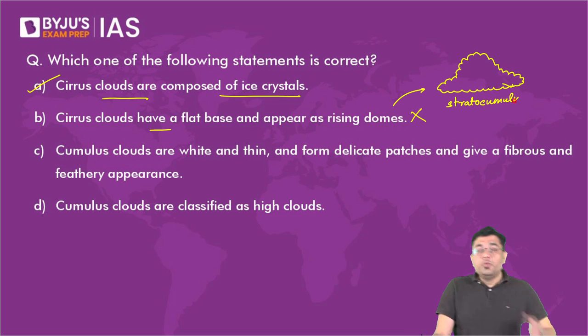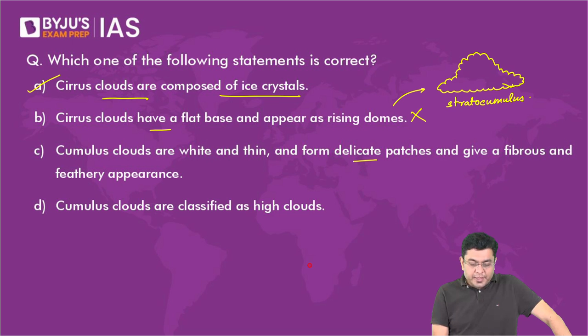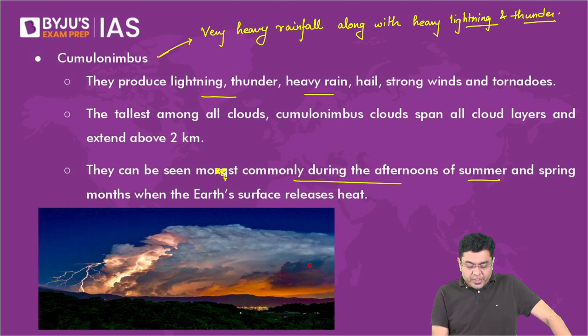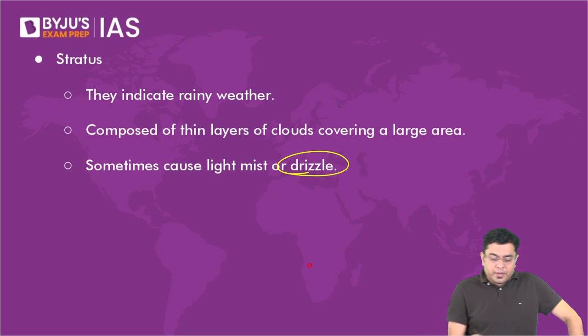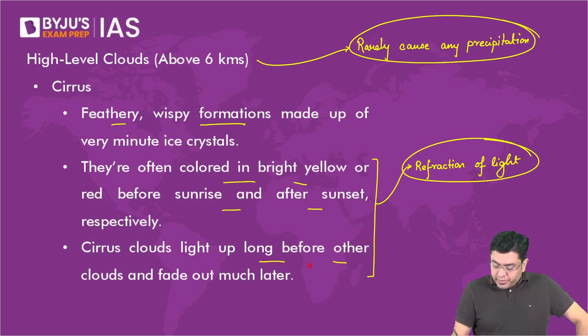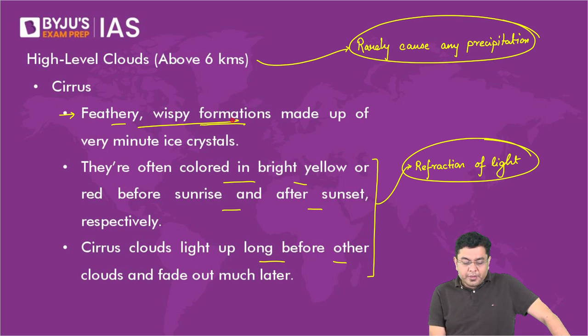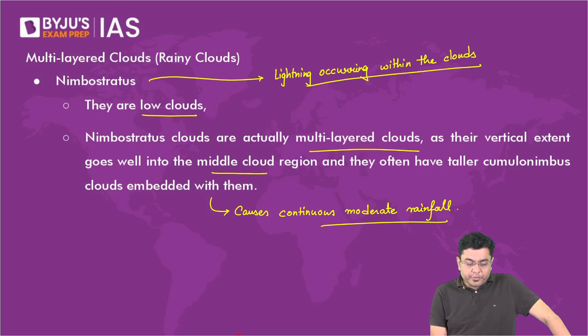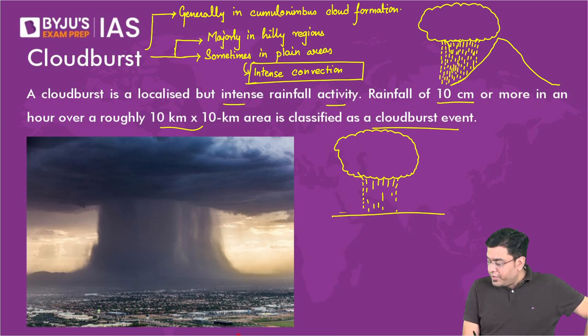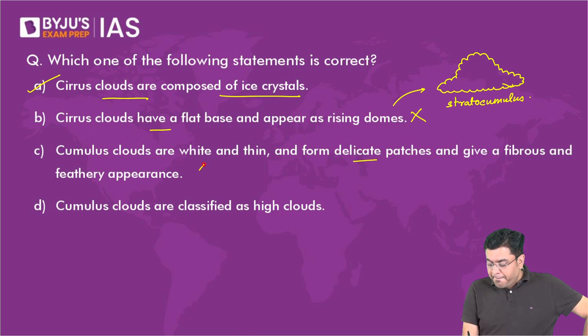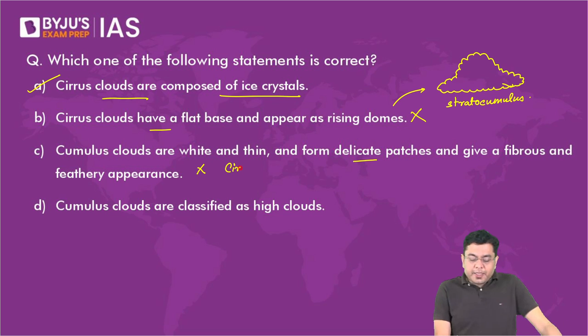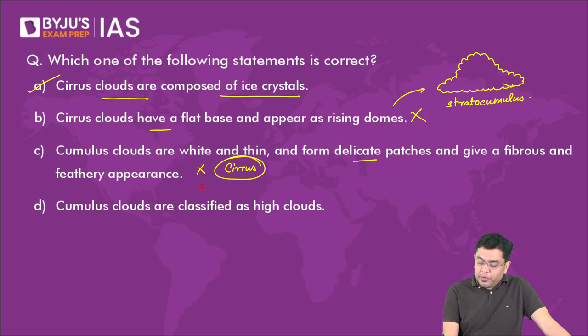Then C, cumulus clouds are white and thin and form delicate patches and give a fibrous and feathery appearance. Just to show you how much attentive you are in the sessions. Cirrus clouds are feathery, wispy formations of minute ice crystals. So here when we talk about it, this is not about cumulus, this is about cirrus clouds. Then cumulus clouds are classified as high clouds. This is incorrect. Cirrus are classified as high level clouds.